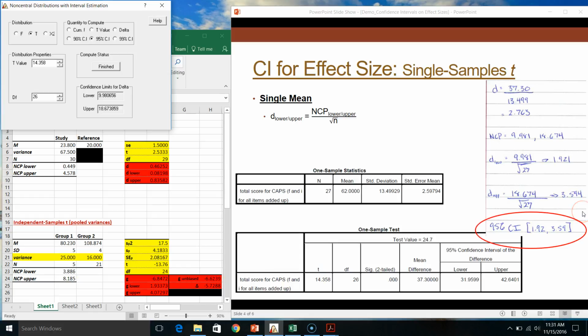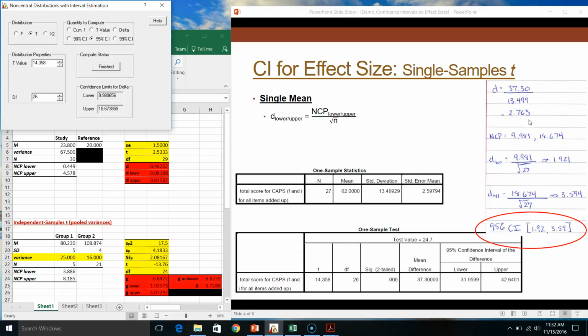These are the upper and lower bounds for our confidence interval for our effect size. So we've got an effect size of 2.76 with a lower bound of 1.92 and an upper bound of 3.59. Now you notice this is a very large interval, though it all falls within very large effects. We've got a lower bound of close to 2 and an upper bound of over 3.5, with our point estimate being somewhere in between.